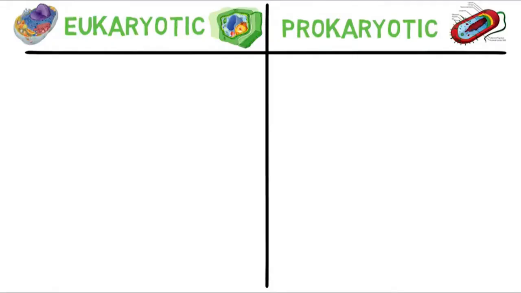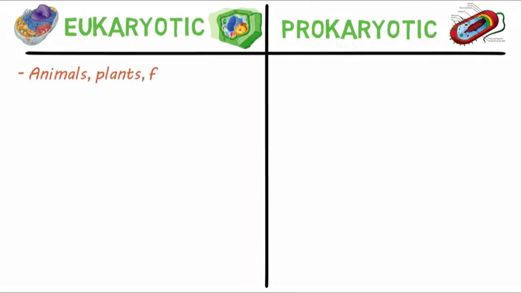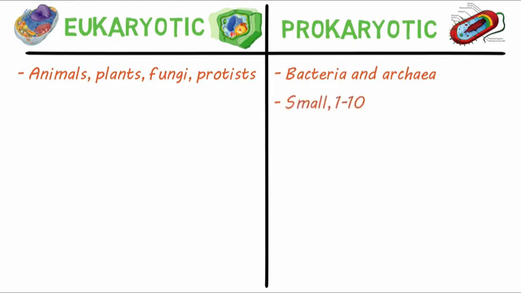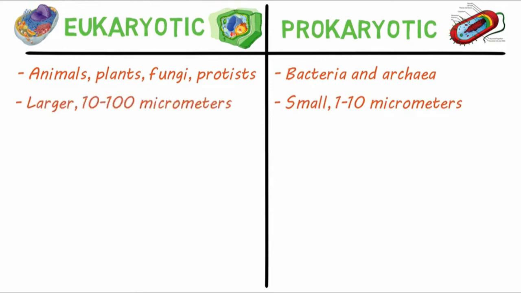Now let's talk about the differences. Eukaryotic cells are made up mostly of organisms you are familiar with, like animals, plants, fungi, and protists. Prokaryotes are composed of bacteria and archaea. Prokaryotic cells are generally small, 1 to 10 micrometers, while eukaryotic cells are larger, 10 to 100 micrometers. And if you're wondering how small a micrometer is, 1 centimeter equals 10,000 micrometers, so they're really small.